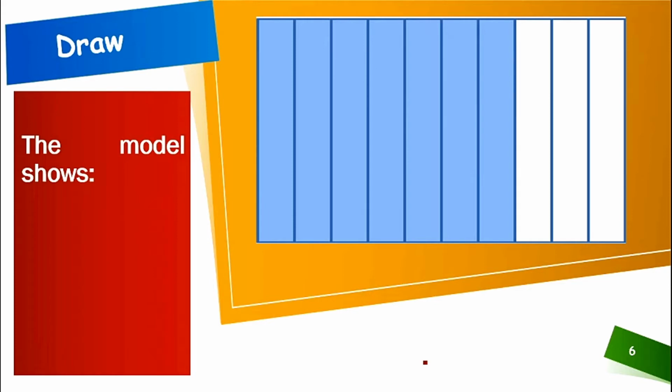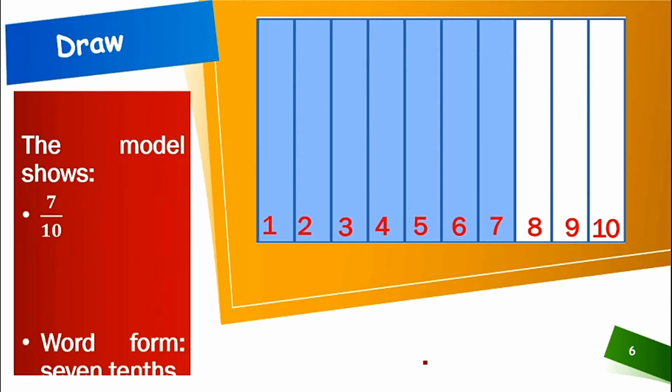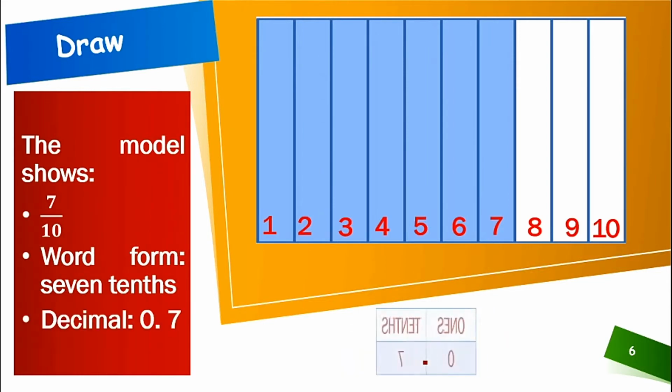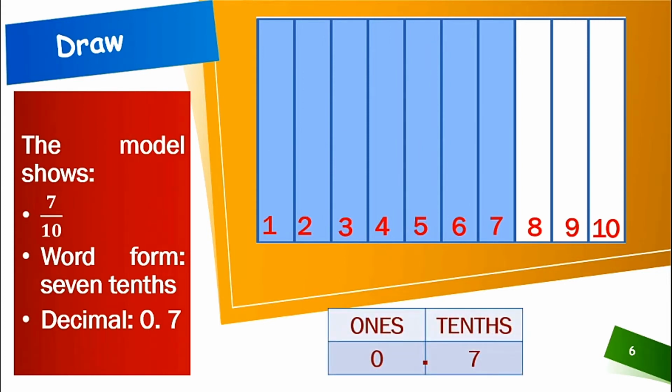Another one. Together, let's count the columns. We have 1, 2, 3, 4, 5, 6, 7, 8, 9, 10. How many columns were shaded? It's 7. In fraction, it is 7 over 10. And in word form it is 7 tenths. In the decimal place value chart, our ones is 0. We have the decimal point after ones, and our tenths place is 7.